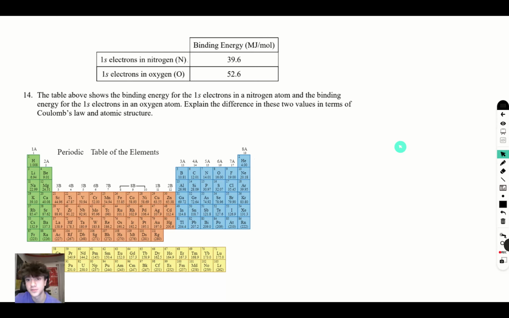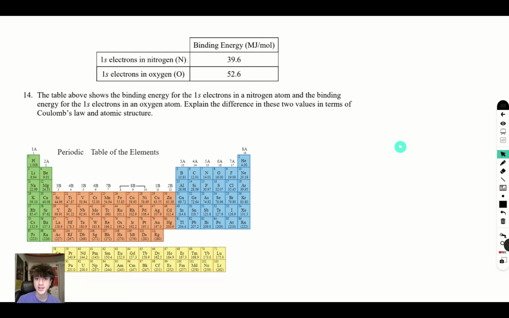The table above shows the binding energy for the 1s electrons in a nitrogen atom and the binding energy for the 1s electrons on the oxygen atom. Explain the difference in these two values in terms of Coulomb's law. Alright, so we know that the 1s electrons in nitrogen and oxygen are the same in number because they both have a full 1s orbital.